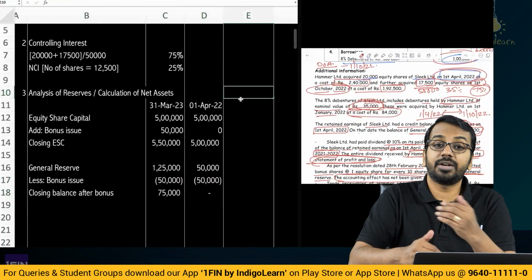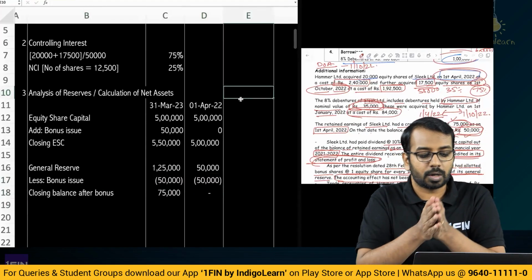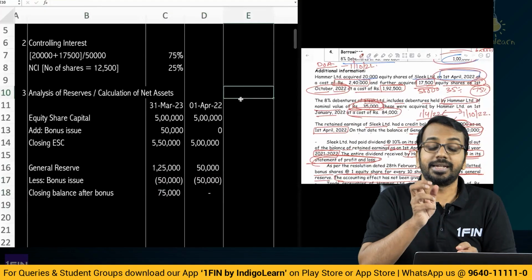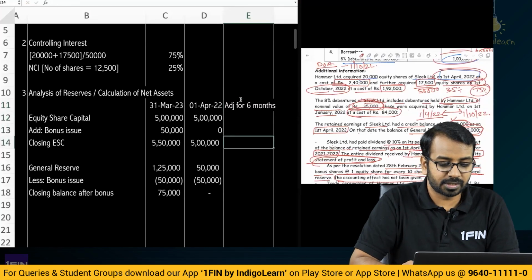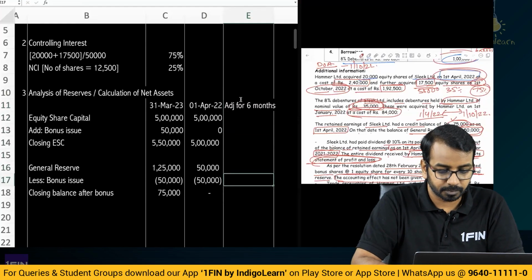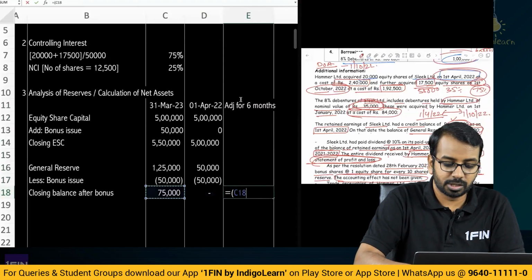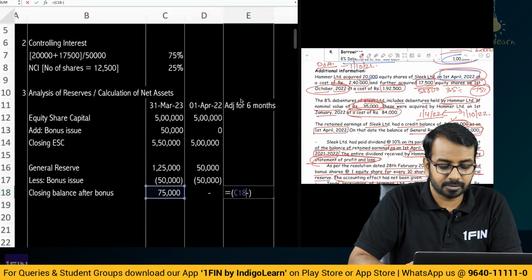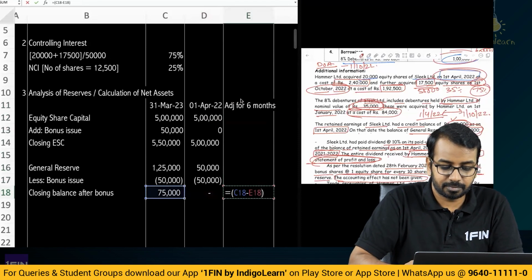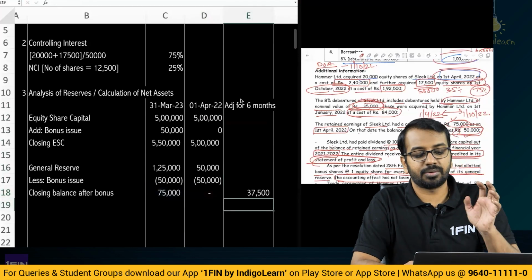Then how much did we earn for 6 months? See, general reserve moved from 0 to 75,000 or 50 to 1,25,000. What is the adjustment for 6 months? Adjustment for 6 months is 75,000 closing balance minus opening balance divided by 2, that is 37,500.